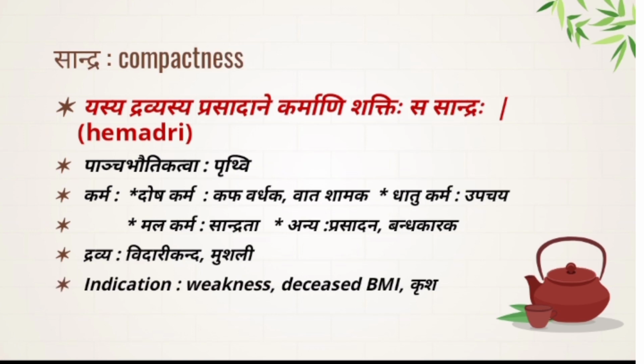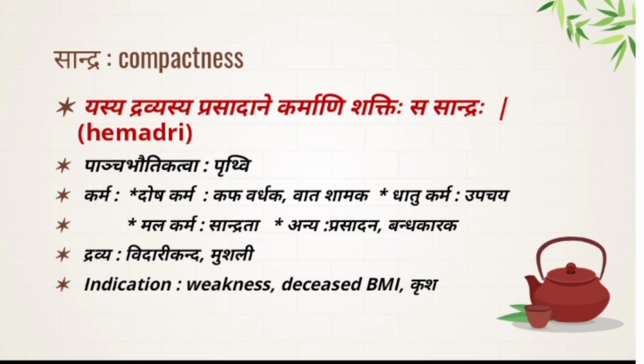Next is the sandra, the compactness. Yasya dravyasya prasadhane karmani shaktihi sa sandraha. The property which provides the proper compactness to the body is nothing but the sandra. Nowadays, because of the lack of nutritional food or no protein rich food, there will always be decreased hemoglobin, bone tissue deficiency, calcium deficiency and nutrition deficiencies occurring very highly. So in the present era, for any kind of disorder we need to prescribe sandra guna yukta dravyas. That's why it provides strength. If an anemic or malnourished patient complains, then we need to prescribe compactness or sandra guna yukta dravyas.